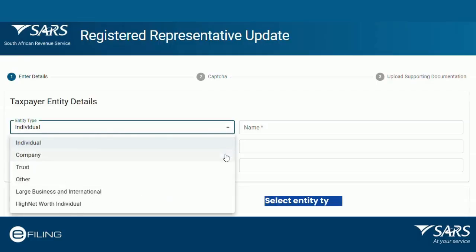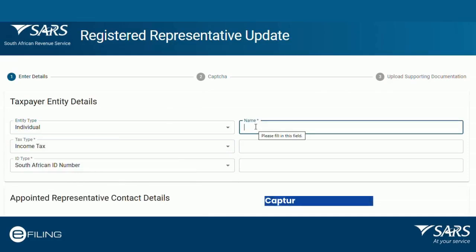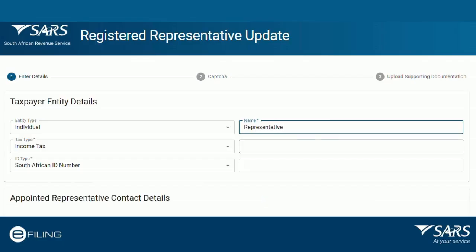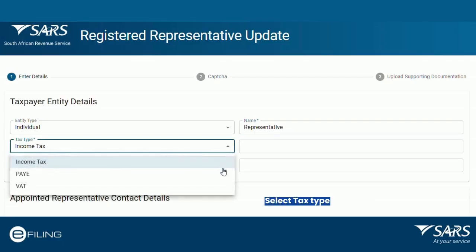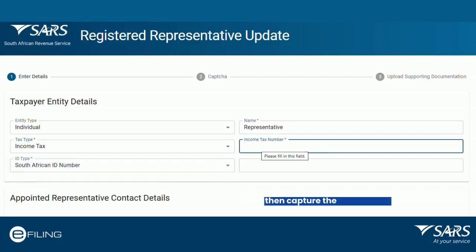Select Entity Type. Capture the entity name. Select Tax Type. Then capture the tax number.